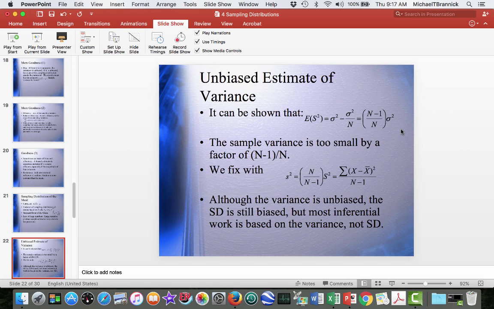So if this were just n over n times the variance, then we'd have an unbiased estimator. But it's n minus 1 over n. So the expected value is going to be a little bit too small if we just take this as our estimator, this s squared. All right, so sample variance is too small by a factor of n minus 1 over n. So as n gets large, of course, this thing will become 1, and so you can sort of forget about it. But when n is small, it could matter quite a bit.